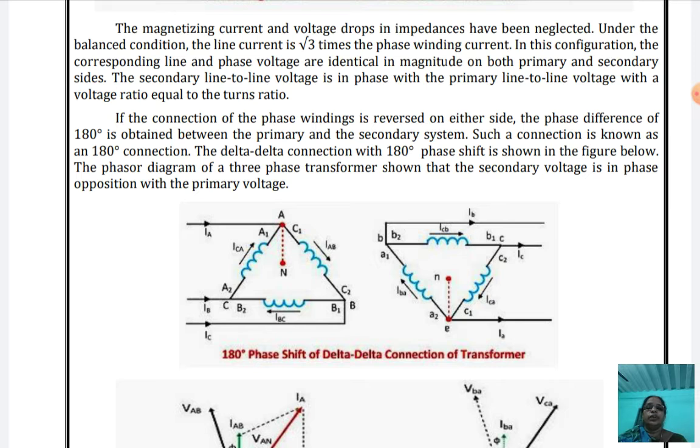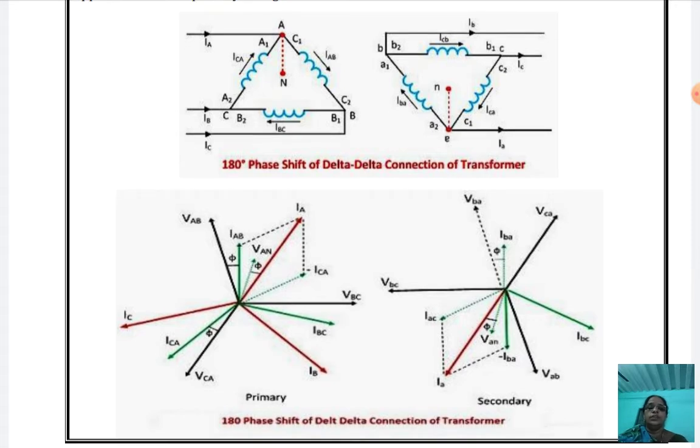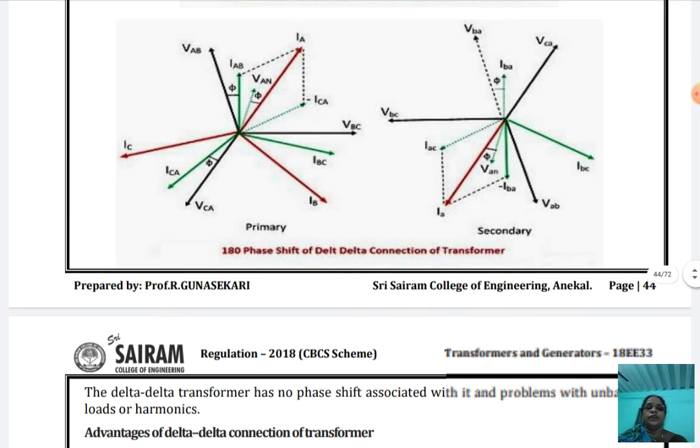Such a connection is known as the 180 degree connection for the delta connection of a 3-phase transformer. That is the 180 degree phase shift on the secondary side only. That means the secondary voltage is in phase opposition with the primary voltage. Now you see the vector diagram: the primary is the same, and IA is just opposite. In the phasor diagram, see the phase shift, that is the 180 degree phase shift of the delta connection. You see the vector diagram of the secondary. So this is the delta connection of a 3-phase transformer.